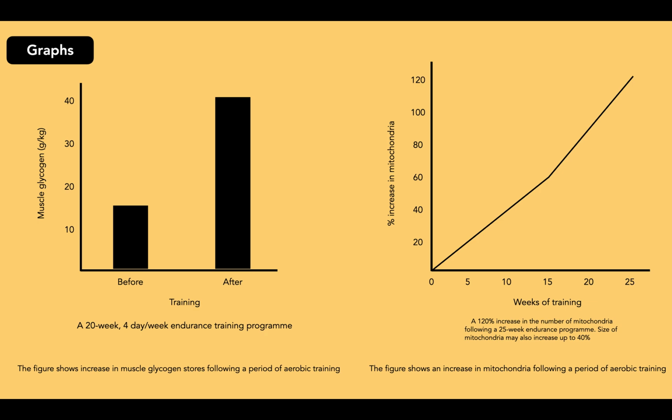So as you can see, from 25 weeks of training, you can achieve a 120% increase in the number of mitochondria. Okay, you can also increase the size of the mitochondria up to 40%. So obviously that's having a major impact on our aerobic energy production. So that is key. Okay, you also might be asked to analyze graphs in the exam.